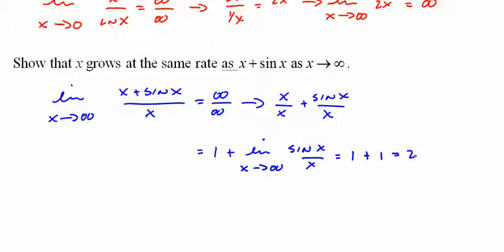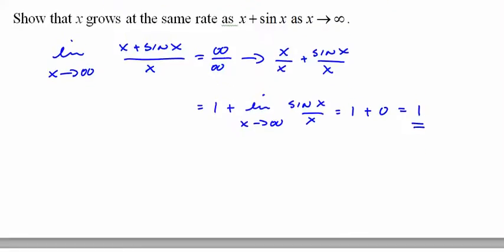Oh wait, my bad. I was thinking of sine of x as it approaches 1. As x approaches infinity, it's 0. So we would get 1. So they're right-hand end behaviors of one another. Lots of different ways you can do these problems. That's as good as any.